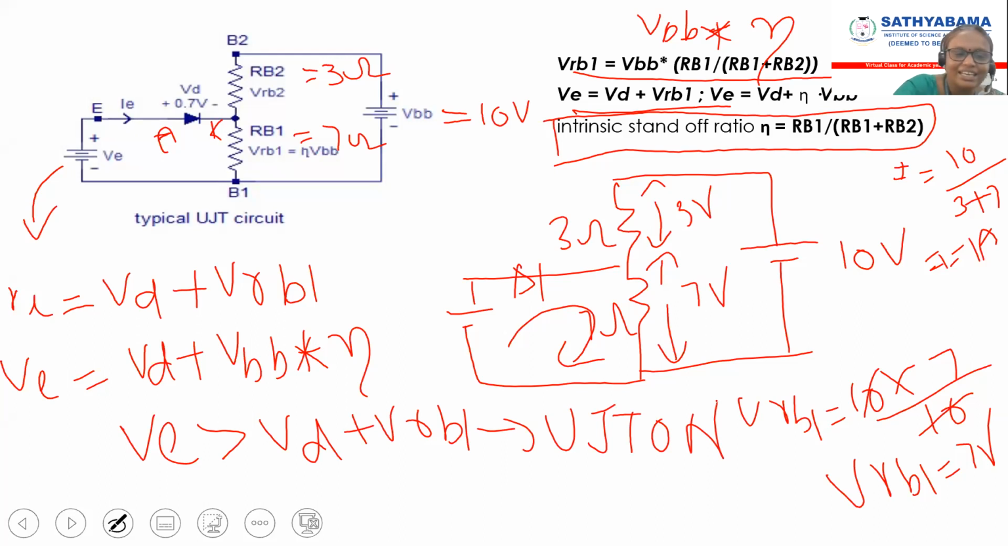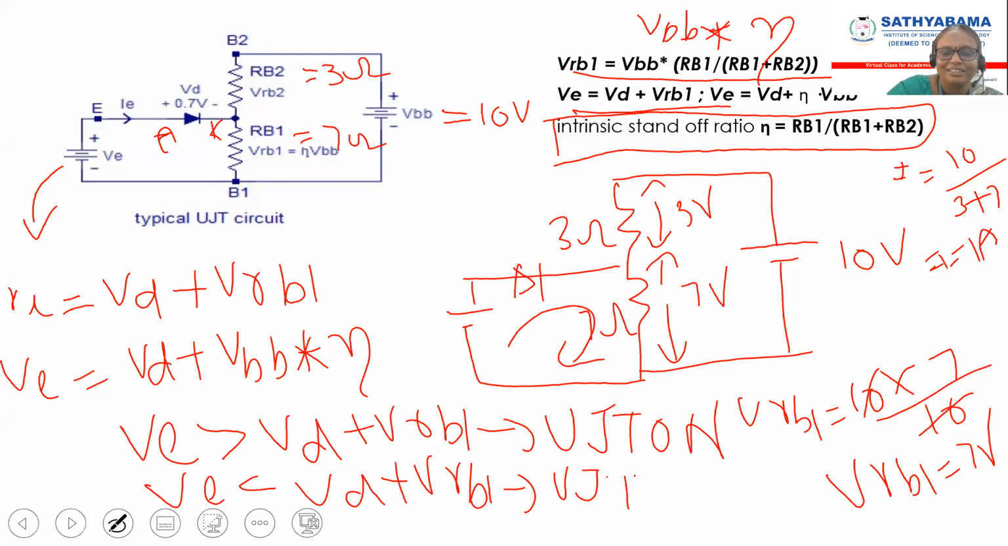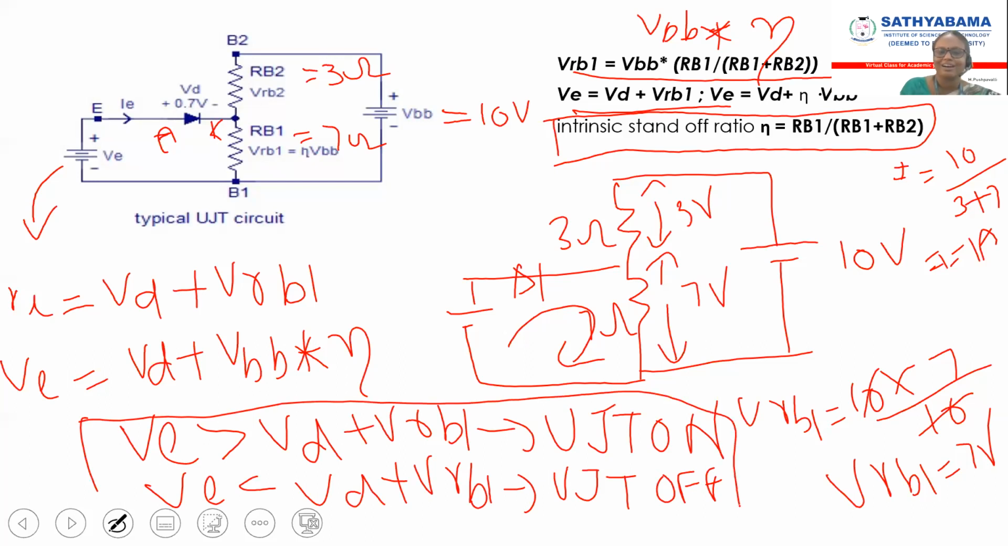Whenever my V is less than VD plus VRB1, my UJT will become off. Only these are the modes of operation of UJT. Only these two. Can you understand or not?